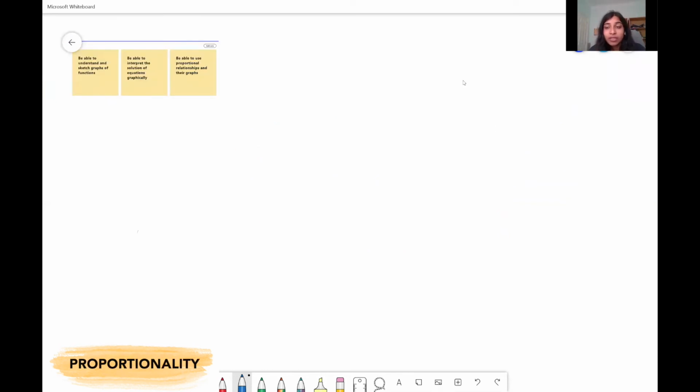So the last bit you need to know is you need to be able to use proportional relationships on a graph. So there's two types of proportion. There's direct proportion and there's indirect proportion.